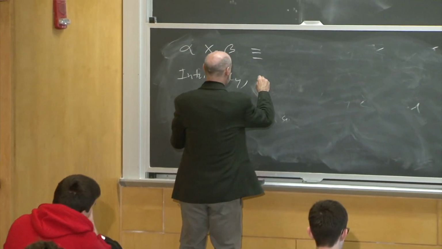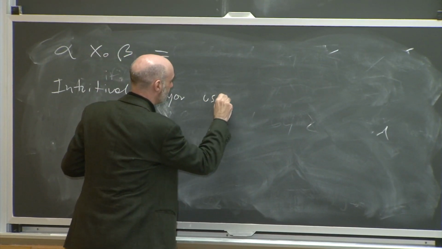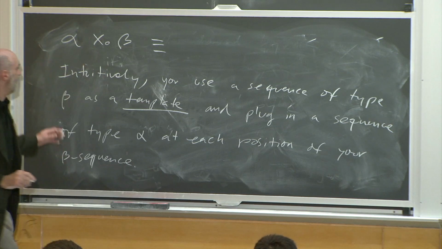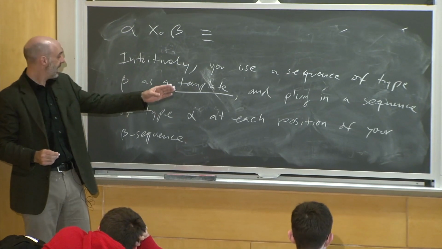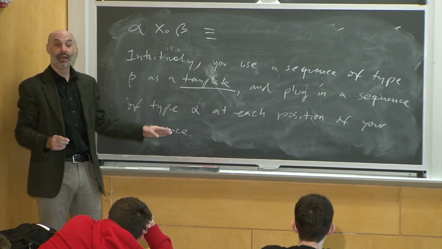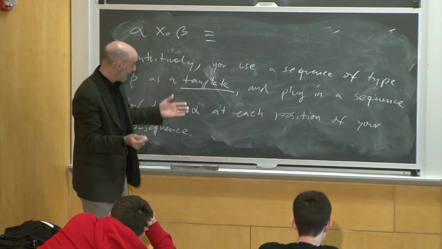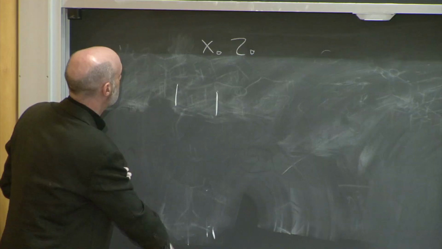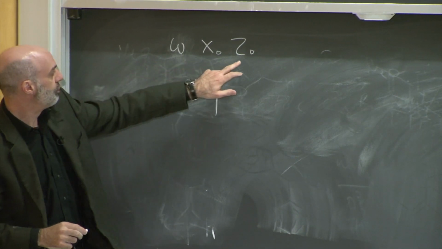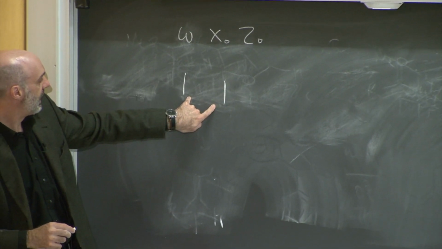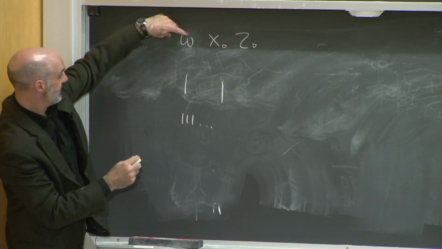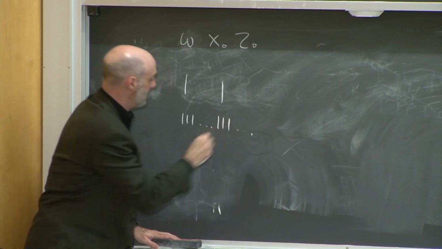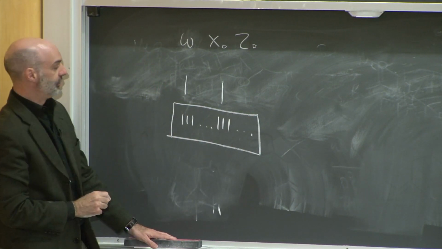So intuitively, use a sequence of type beta as a template. So you plug in a sequence of type alpha at each position of your beta sequence. So for example, we're looking at omega times 2. You take a sequence of type 2, and for each position of these, you write down an entire sequence of type omega. So this is what you get.